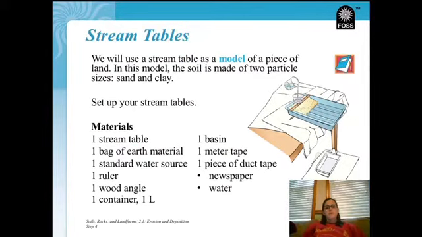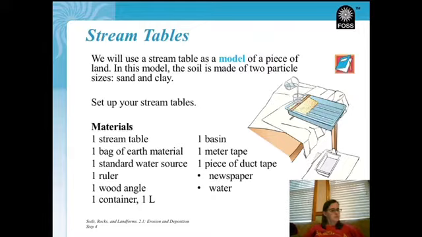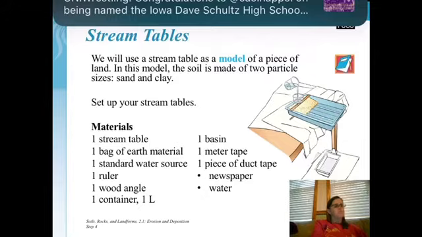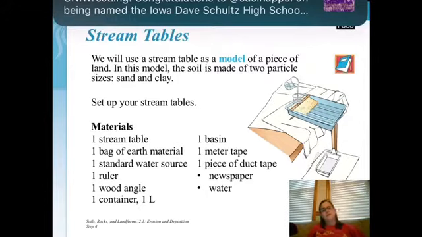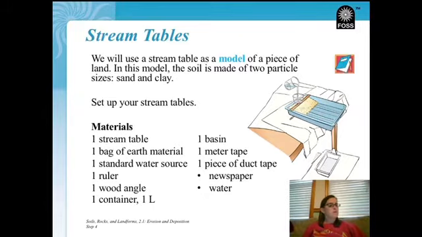So we will use a model to answer the question. A model is a representation of the features and actions of a natural system or a process, but it isn't exactly the same as the real world. It focuses on the most important features. Scientists use models to help them observe what happens in systems that move too slowly or too quickly, or they're too big or too small to observe directly.